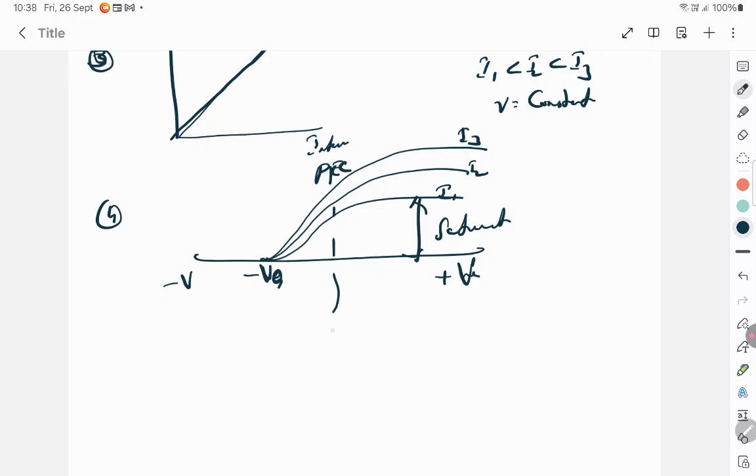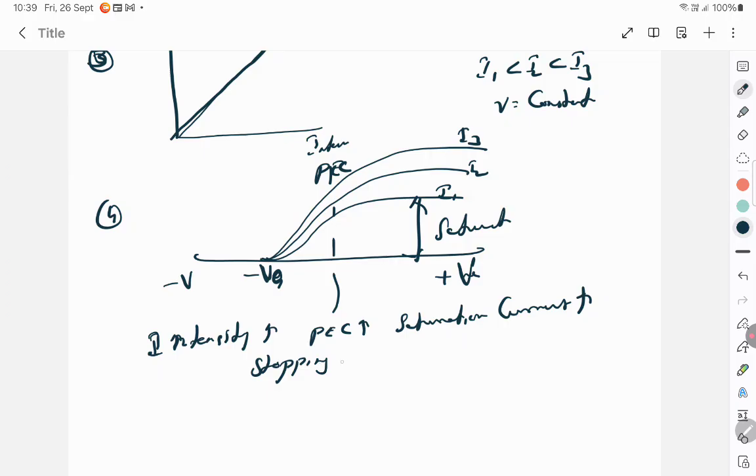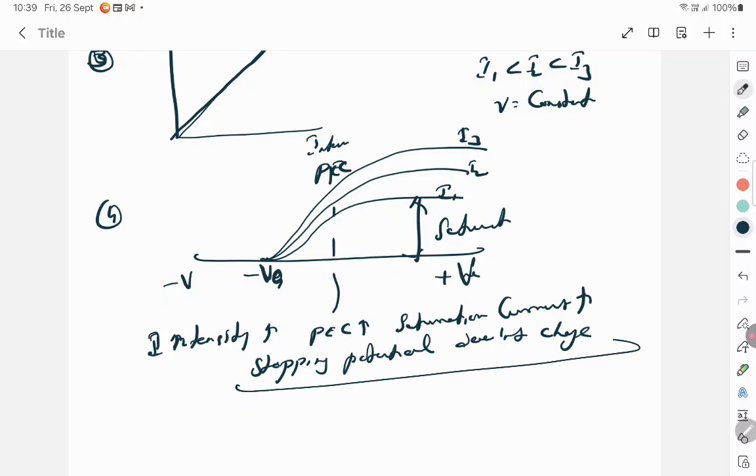So therefore, your conclusion is, as intensity increases, I means intensity, don't confuse it, the photoelectric current increases, the saturation current also increases, but stopping potential does not change. Stopping potential does not change. Very, very important. The stopping potential is independent of intensity.